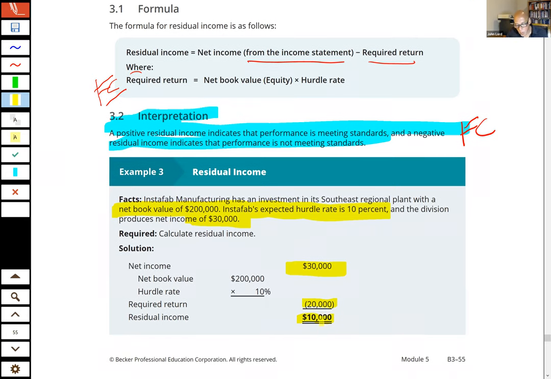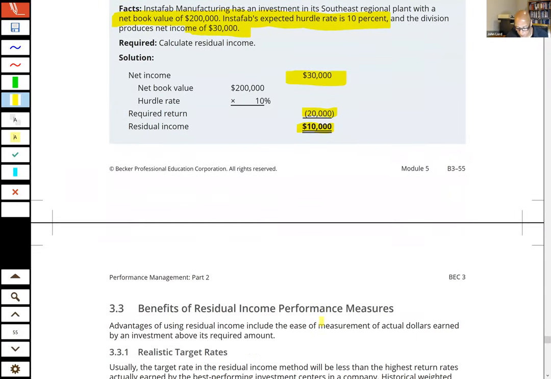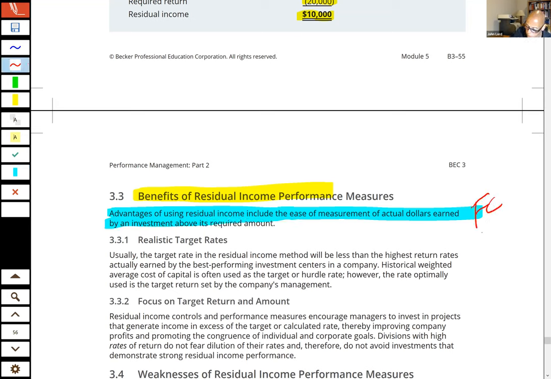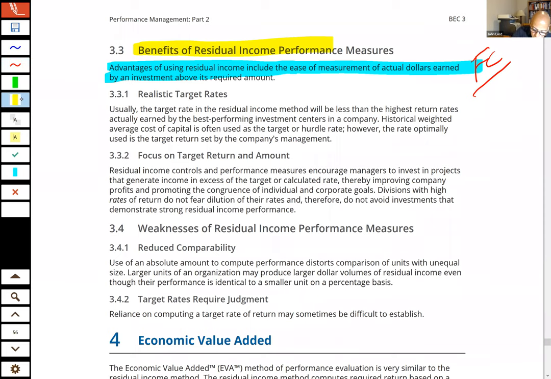Okay, good. Come over and let's take a look at some of the benefits of residual income. And I'm going to ask you to flashcard that because it's a potential essay question. The benefits include ease of measurement of actual dollars earned by an investment above the required amount. So that gives you some buzzwords in case someone wants you to talk about the benefits. Weaknesses of residual income, and you can make that basically one flashcard. What are the benefits versus weaknesses?